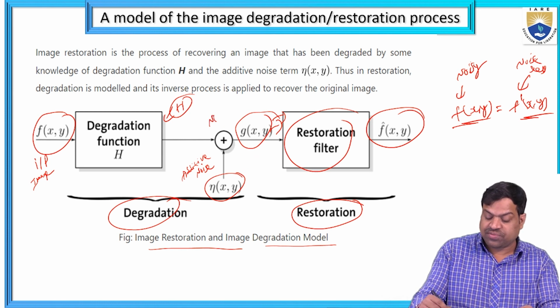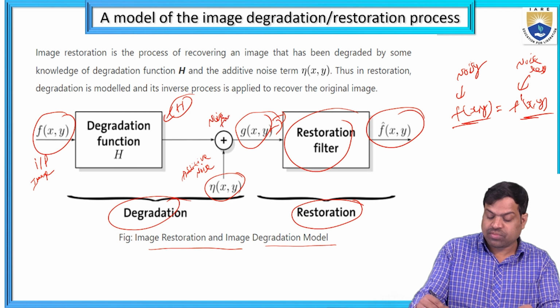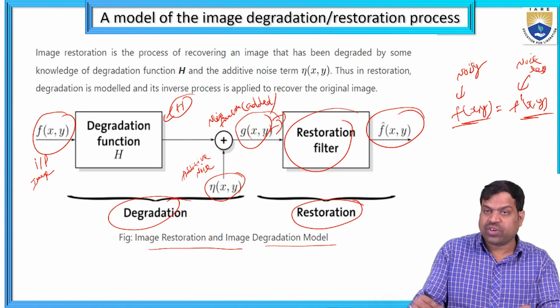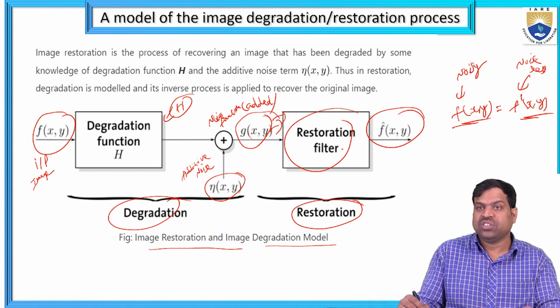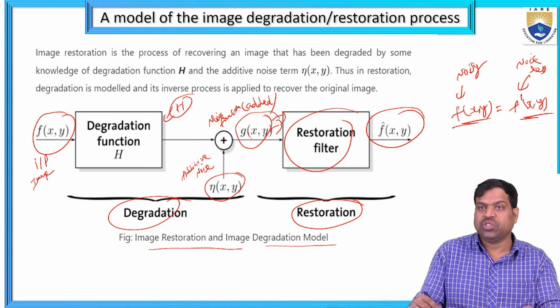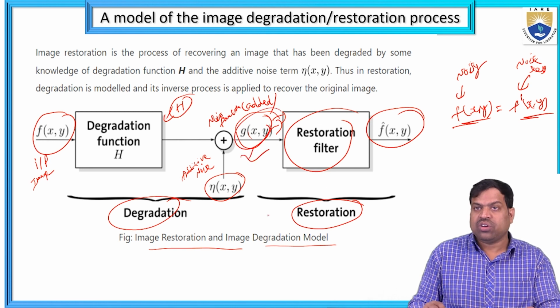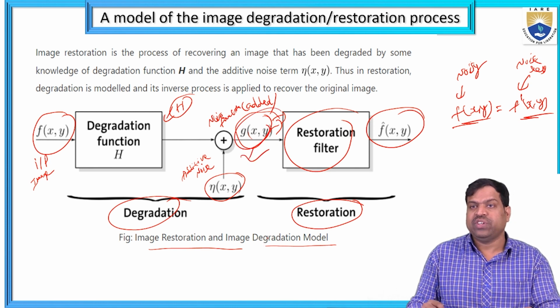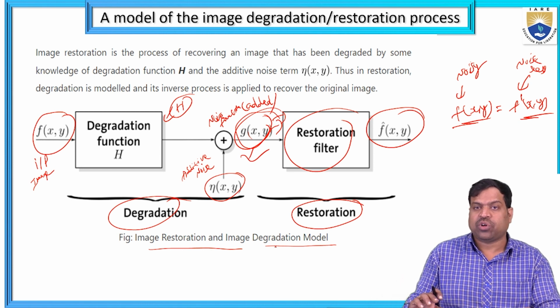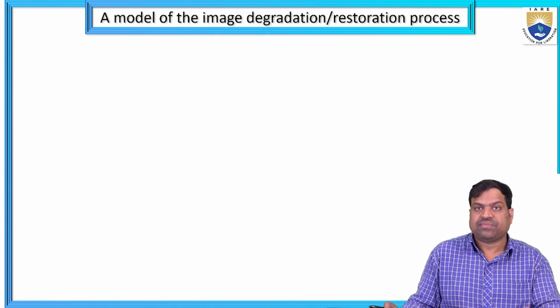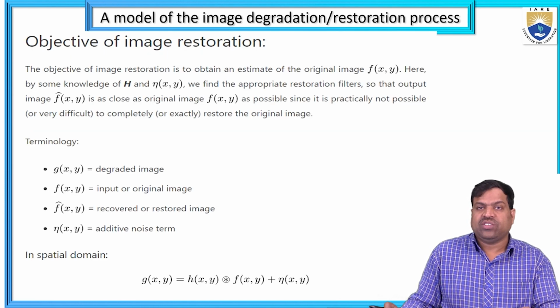After the noise, g of x comma y is the noisy image. How are we reducing the noisy image? With the restoration filter we get the noiseless image, that is f dash of x comma y. So here g of x comma y is the noisy image, and f dash of x comma y is the noiseless image. So the degradation and restoration process is applied. That is the objective of image restoration.